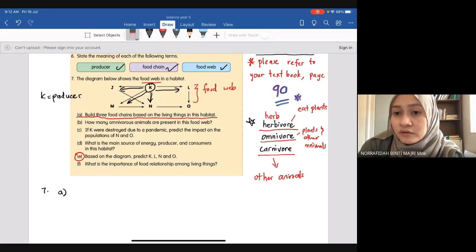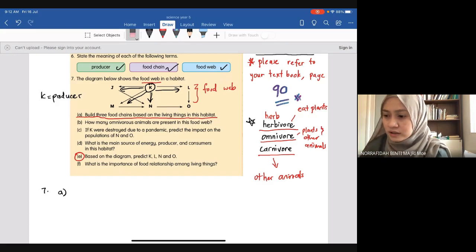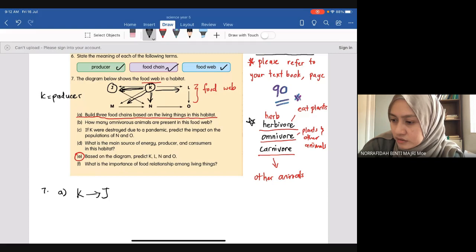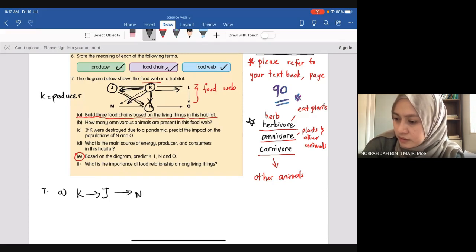Okay, so you just follow the arrow. Hanya ikut saja anak panah. For example, I just write down K, arrow. Just follow the arrow. Tengok ini. Arrow ini tadi. Lepas tu kamu tulis J. And then you write down J and then just follow the arrow. N, tulis N. Write down N and then you follow the arrow. O, last one is O. That means O is the last consumer.